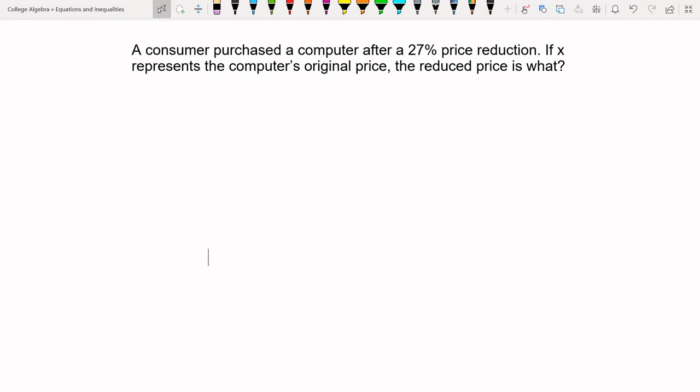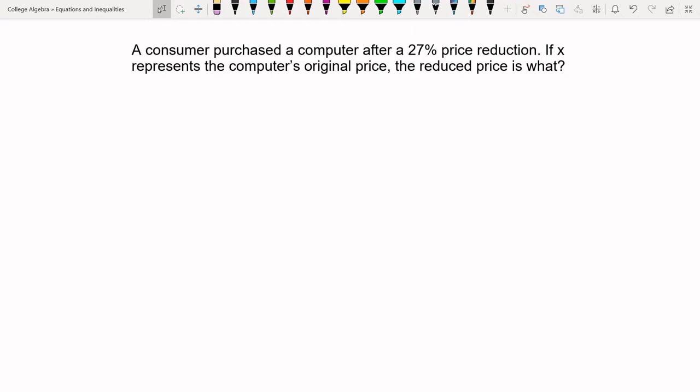This video is all about application problems for linear equations and solving those, making models for these types of problems and then solving them. So this first problem says a consumer purchased a computer for a 27% price reduction. If X is the original price, what's the reduced price?